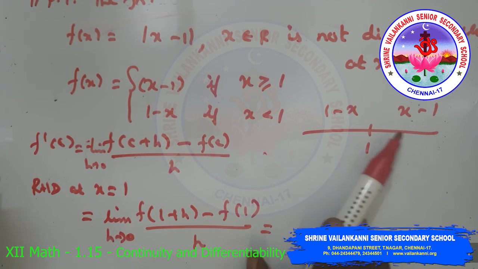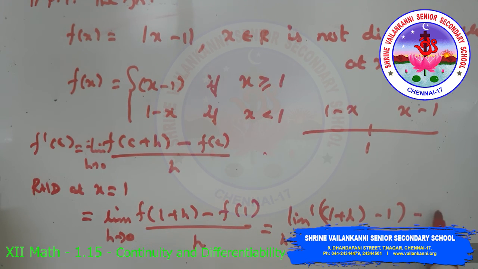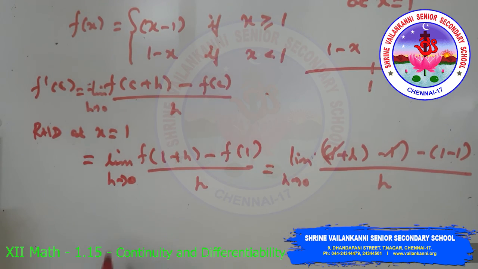to, the right of 1 we have f of x defined to be x minus 1. So substituting f of 1 plus h, which is limit h tends to 0, 1 plus h minus 1 minus of 1 minus 1 whole by h. So 1 and 1 will get cancelled, this will become 0. So we have h by h, which is equal to limit h tends to 0, h by h, which is 1.